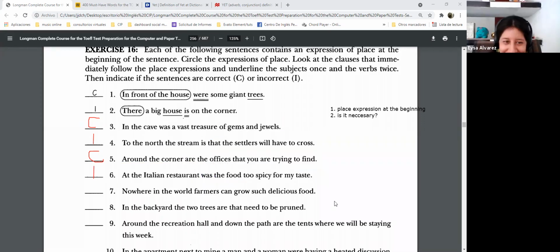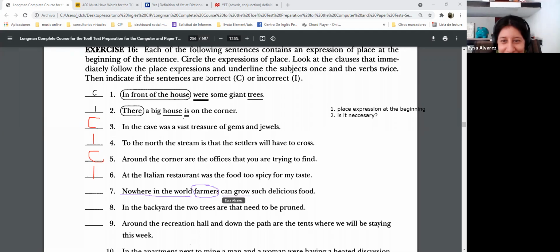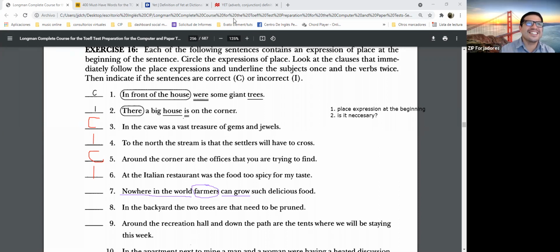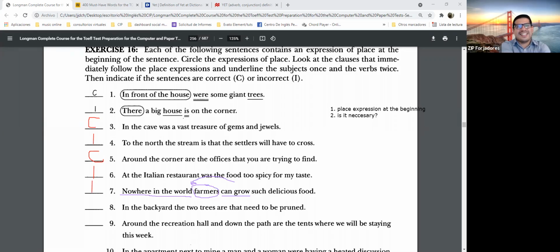Okay. Number seven, nowhere. Is all of this nowhere in the world? Yeah, very good. Farmers is the subject, kangaroo is the action, socialist is food. Let me check. Okay, nowhere. It's incorrect because we need to put it here at the beginning, right? Yes, exactly. That's right. Very good. Excellent. Let's go with number eight.